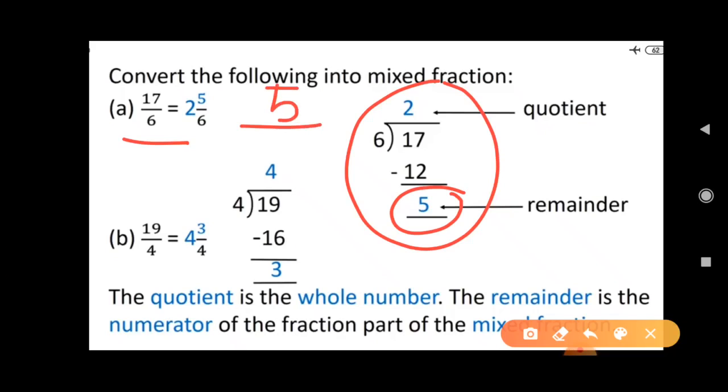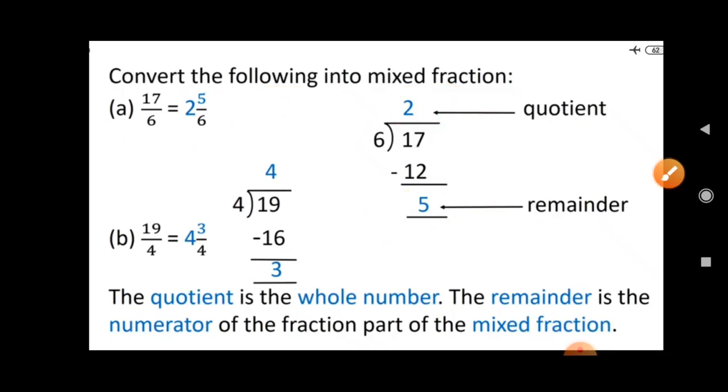And quotient 2, that I will write as a whole number. And in denominator I will write same number that is given. So the answer is 2 5 upon 6. Let us take another example.